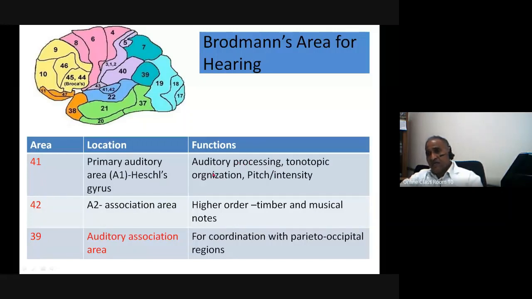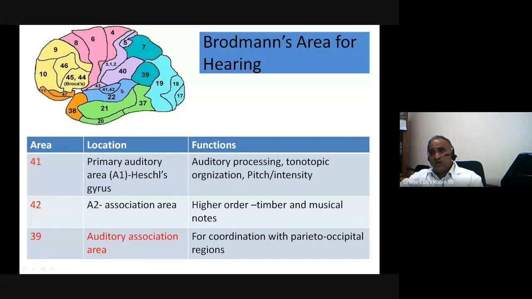And this would be auditory processing, tonotopic organization. The basilar membrane of the cochlea has different frequencies, and that is tonotopic. So that is being allocated here in 41 and 42. It will try to discriminate the frequencies and the intensity of the sound. So that is the primary auditory area.